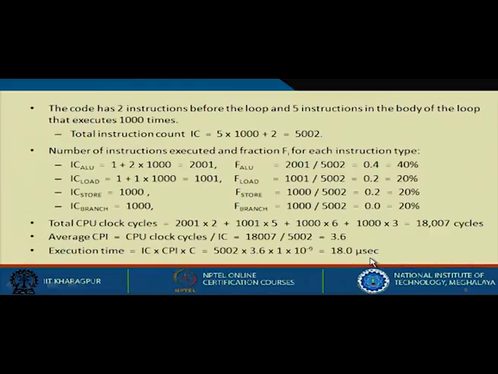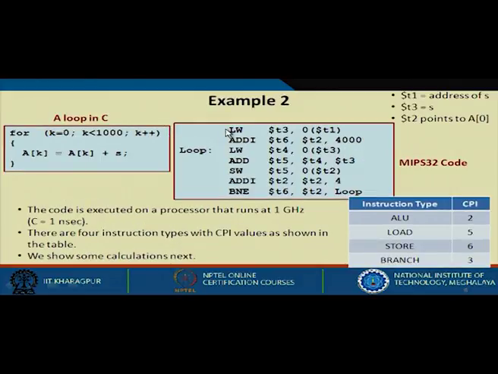Now, let us see. The code has 2 instructions before the loop and 5 instructions in the body of the loop that executes 1000 times. Is it true? Outside the body of the loop you have 2 instructions, and inside you have 5 instructions: 1, 2, 3, 4, 5. Each of these instructions is executed 1000 times, because this loop is executing 1000 times.